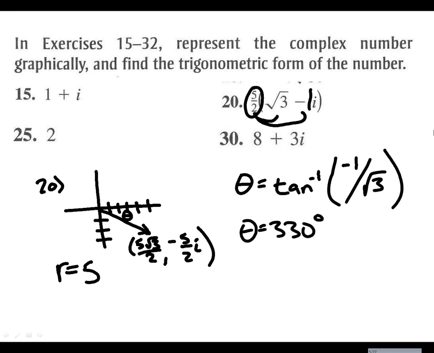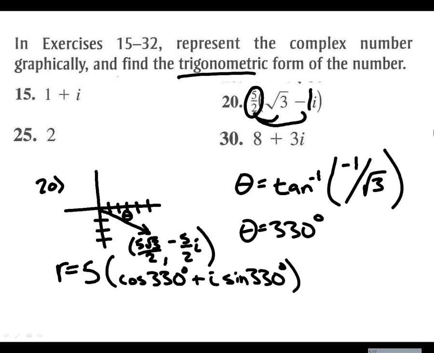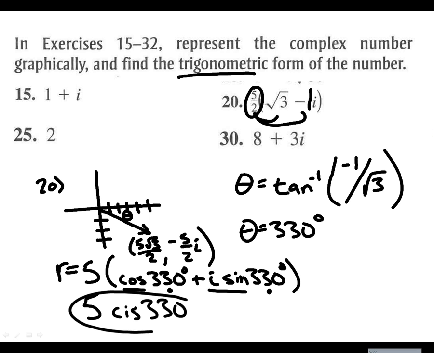So our final answer in trig form is 5 parentheses cosine 330, because remember cosine will get us the x, plus I sine 330 degrees. Now this is a little bit of writing. But we do have an abbreviation for this. Instead of saying cosine and I sine of the same angle, which is 330 here, we can write 5 CIS 330 as our shorthand. All right, so let me clear that off, and we'll get 30 going here.